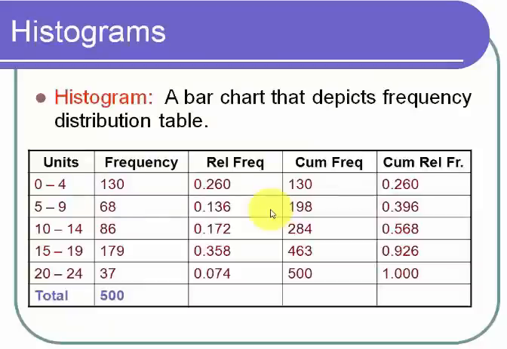The next sketch I want to talk about is a histogram. So a histogram is a bar chart that depicts a frequency distribution table that we talked about in the last chapter. So here's an example, number of units someone might be taking versus how many people took those number of units.